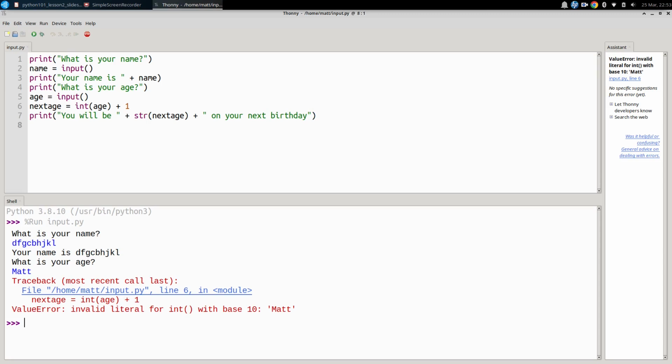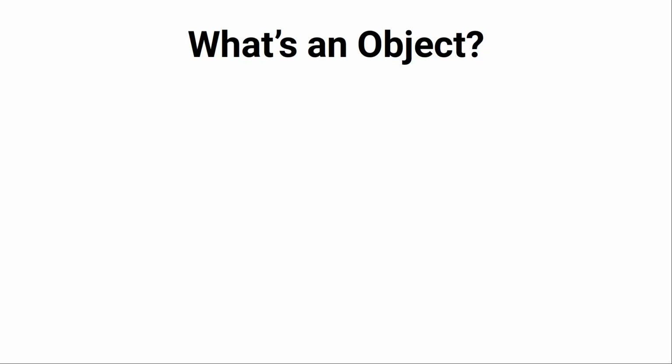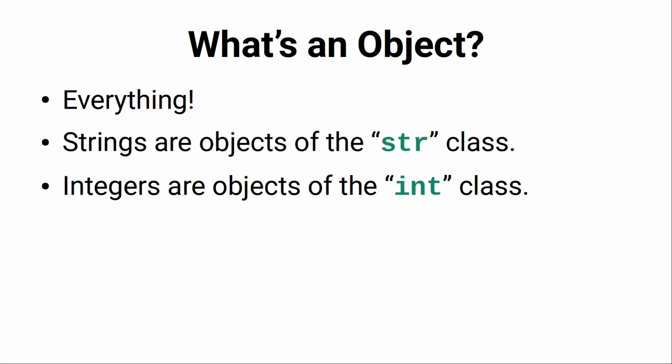We're going to need to take a deeper look at how Python works. Python is what's called an object-oriented language, meaning that everything in the program is an object. But what does that mean? We've dealt with two types so far, strings and integers, and used built-in Python functions to work with them. But strings and integers are really objects of classes called str and int.